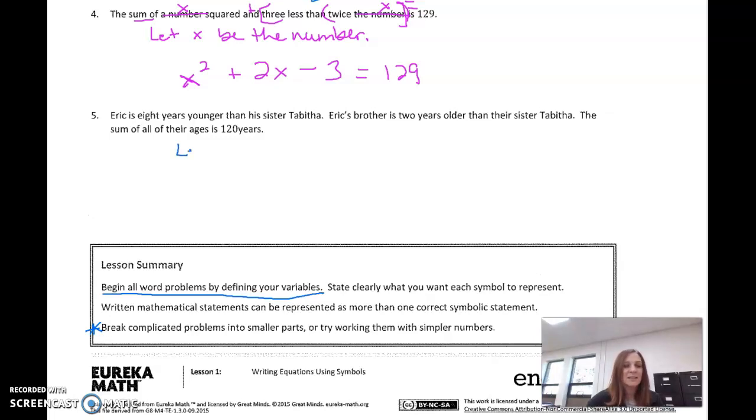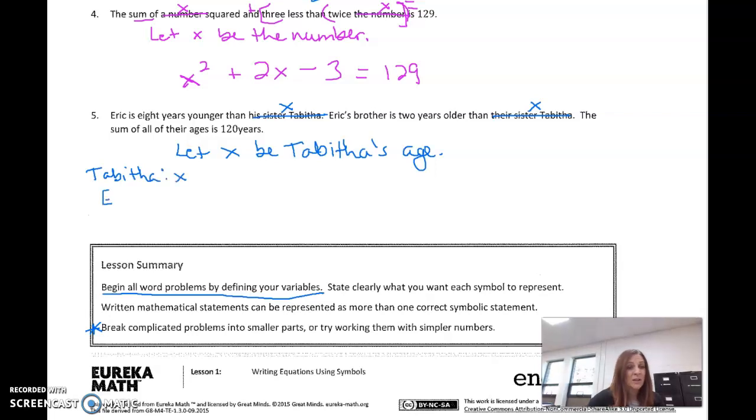So I'm going to let X be Tabitha's age. They both have that in common. So instead of saying 8 years younger than his sister Tabitha, I'm going to say 8 years younger than X. Eric's brother's 2 years older than X. Now in this case, I'm going to use that hint of writing things on the side. We have Tabitha. We know we're saying her age is X. Then we have Eric. And then we have the unnamed brother.